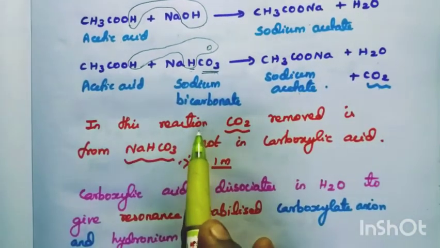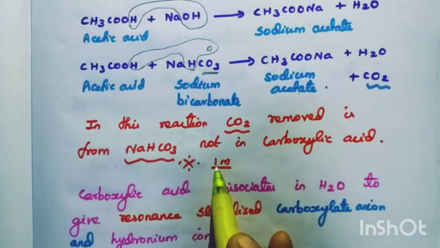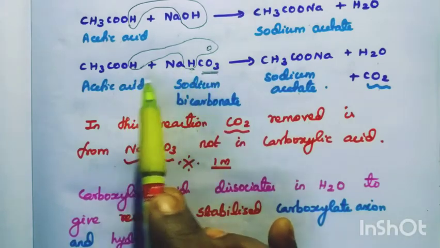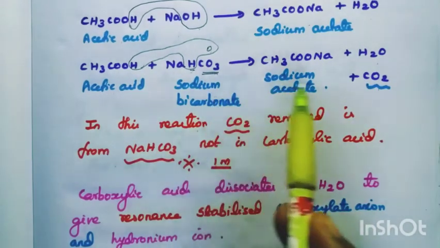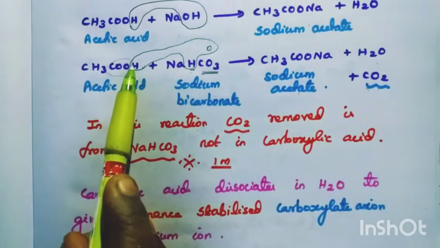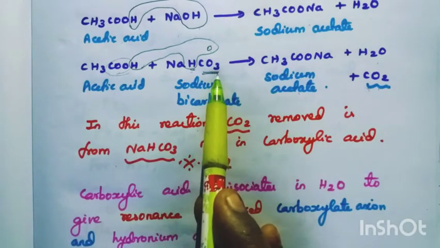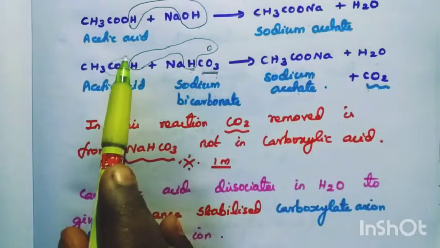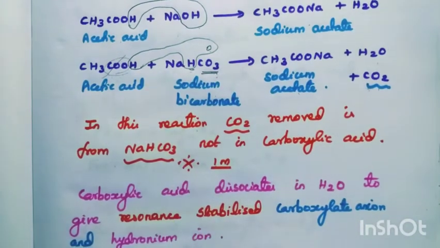In this reaction, the carbon dioxide removed is from sodium bicarbonate. Important, one mark: acid has a tendency to liberate carbon dioxide with sodium bicarbonate. Whether the carbon dioxide comes from the carboxylic acid or from sodium bicarbonate, it is liberated from sodium bicarbonate, not from the carboxylic acid. So it is important for one mark.